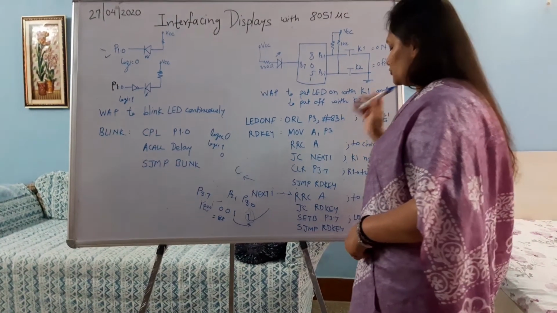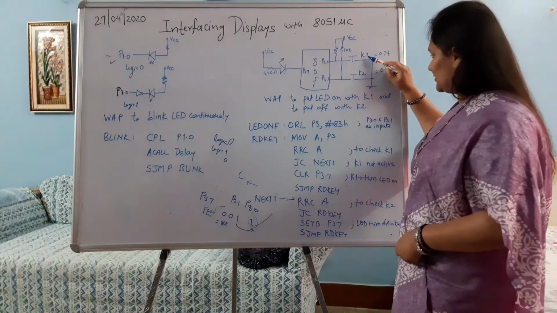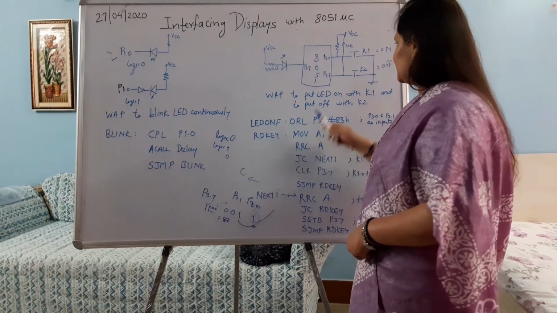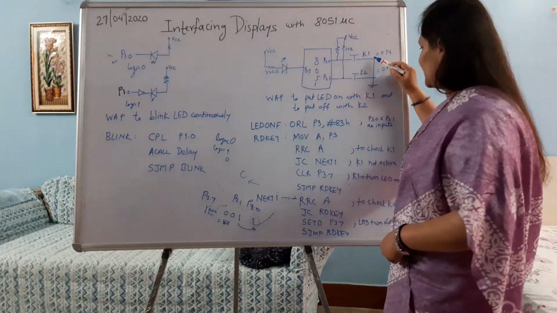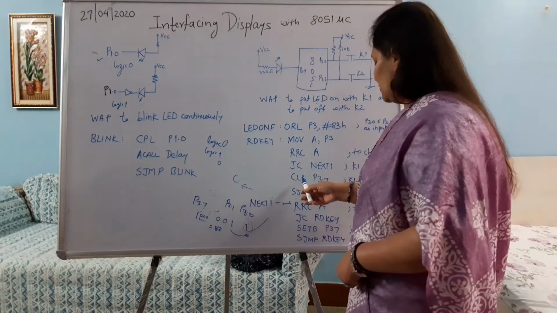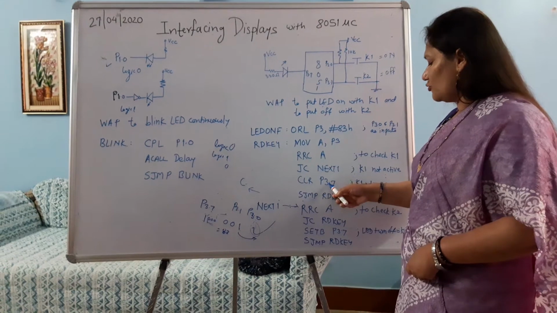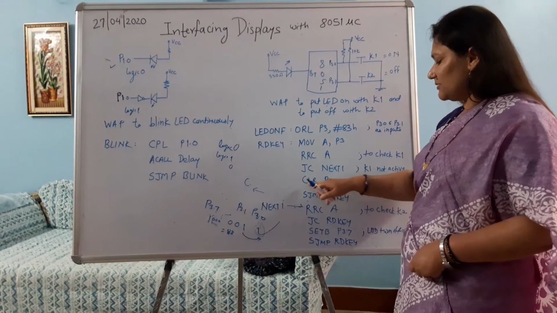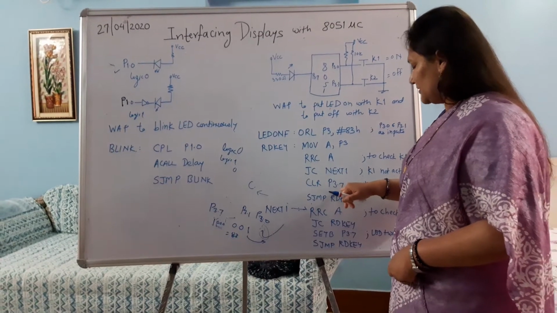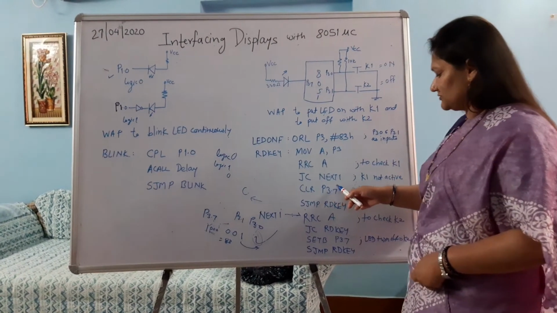But suppose your K1 is found to be pressed. What is the job after K1 is pressed? You have to put on the LED. So what are we doing? We are clearing port 3.7. Clearing the port 3.7 bit is a bitwise instruction. It is not affecting any other port pins of port 3. It is only affecting the port 3.7 pin.